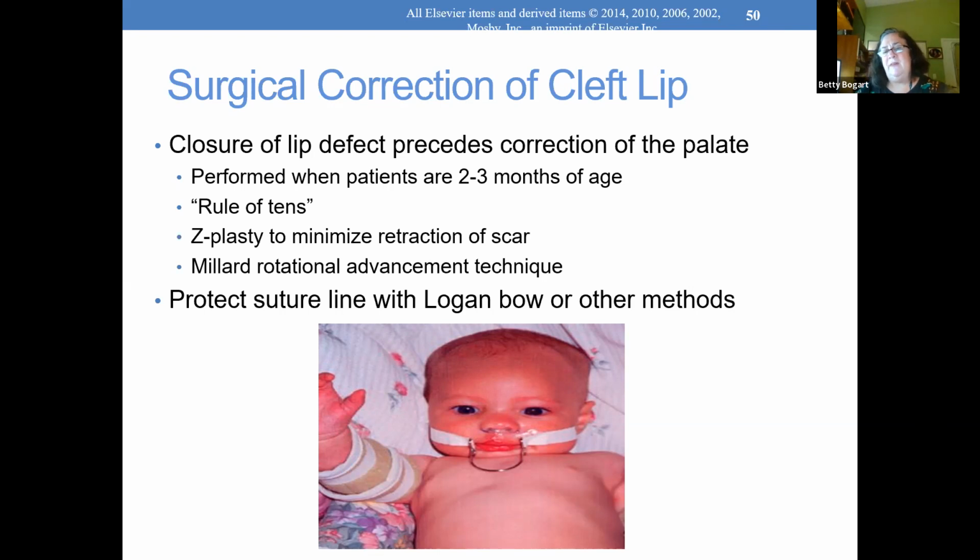And if you notice, they have elbow restraints on the kids, so they can't bend and grab it, so that we keep the scar down. Because think about the darkened area of the lip, they've got to make sure that's approximated really well so that they don't have a crooked lip when they're all done.